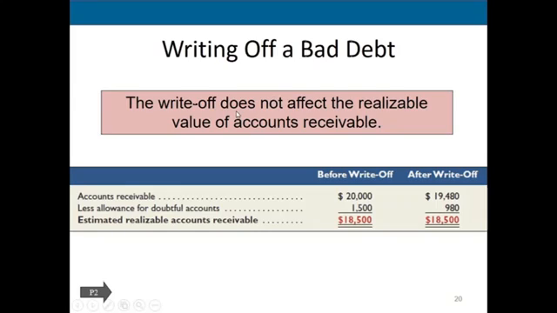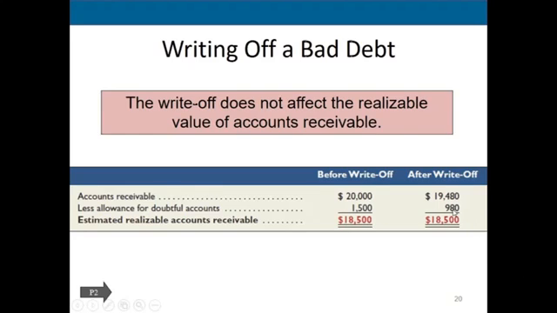All right, notice that the write-off doesn't affect the realizable value of accounts receivable. Before we actually did the write-off, remember, accounts receivable was a debit of $20,000. The allowance was a credit of $1,500, giving us a net realizable value of $18,500. After the write-off, it's exactly the same because we're still using the same $1,500 reserve. We're still using the same thing.